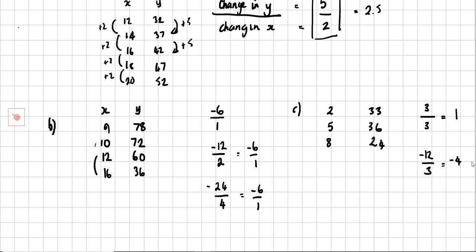C is not linear because it goes up, then it goes down, then it goes back up again. So it's not a constant. What about D then? What do you think? That's linear. D is linear. D's you've got as linear.